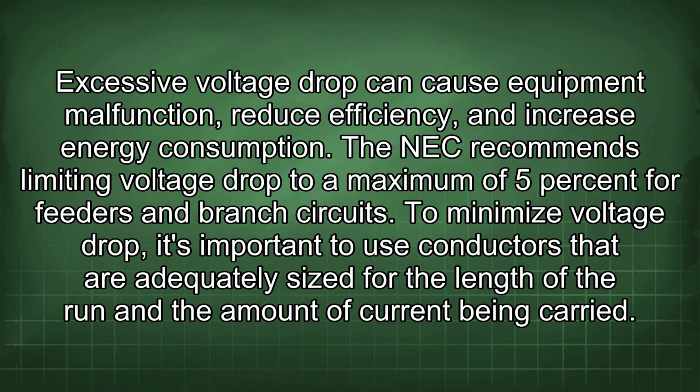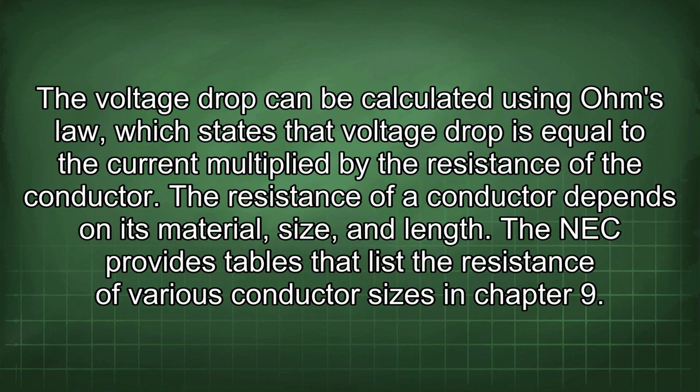To minimize voltage drop, it's important to use conductors that are adequately sized for the length of the run and the amount of current being carried. The voltage drop can be calculated using Ohm's law, which states that voltage drop is equal to the current multiplied by the resistance of the conductor. The resistance of a conductor depends on its material, size, and length. The NEC provides tables that list the resistance of various conductor sizes in Chapter 9.